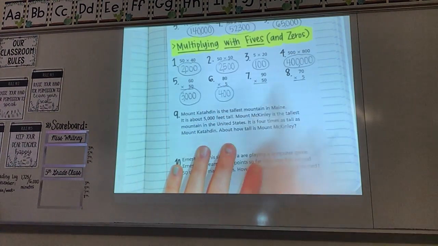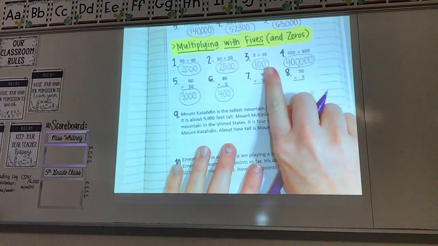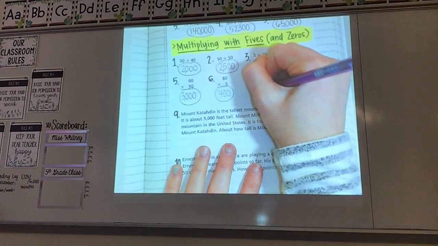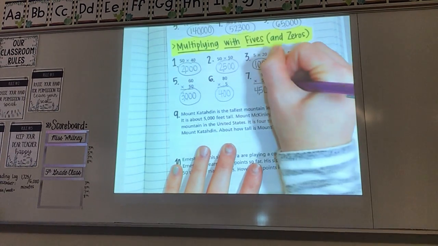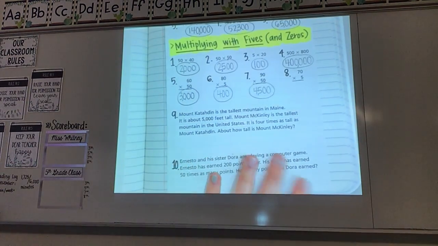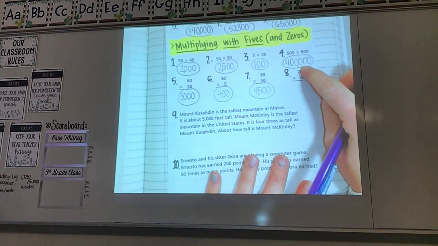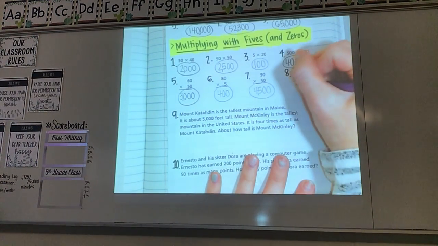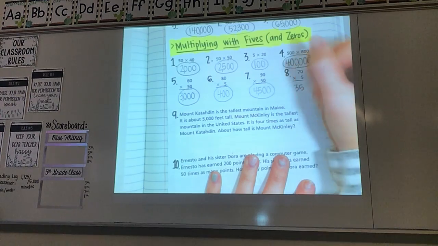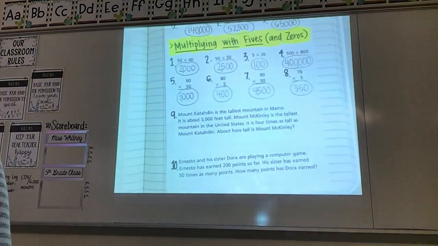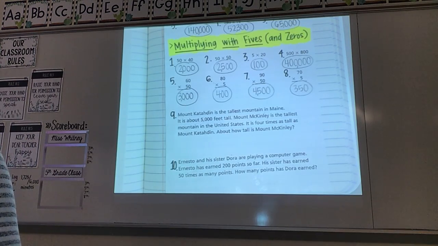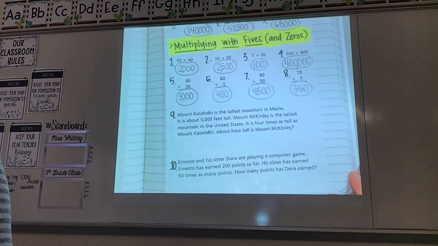Number 7, cover up those zeros, gives me 9 times 5, which is 45. I covered up 2 zeros, so I'm going to add 2 zeros back here. 4,500. Covering up my 0 gives me 7 times 5, which is 35. I only covered up 1 0, so add it back here, 350. Hopefully you're getting the hang of those. Just be careful not to go too quick because you'll make silly mistakes.